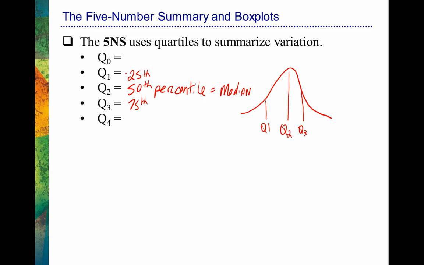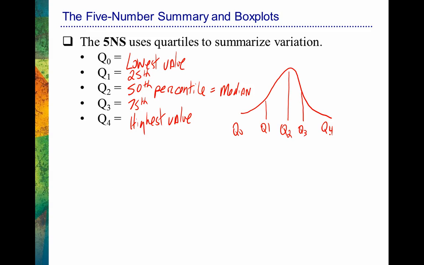The 0 quartile is actually just the minimum value, Q0. So that's going to be the lowest value. And the 4th quartile is the highest value. So this would be Q4.